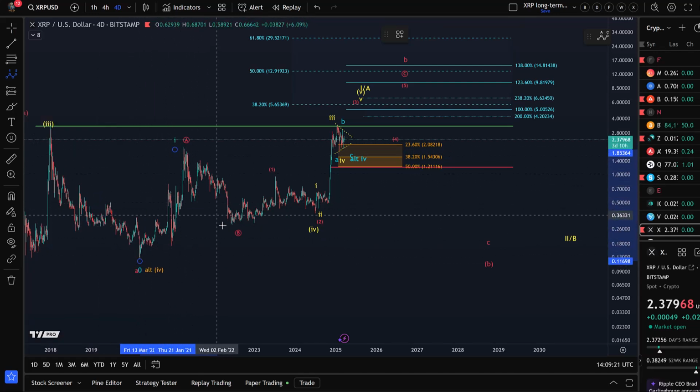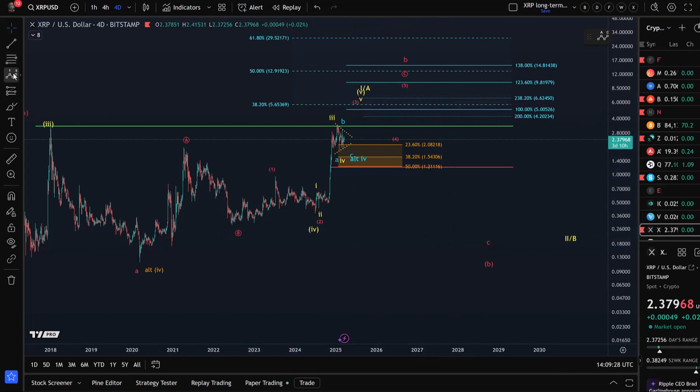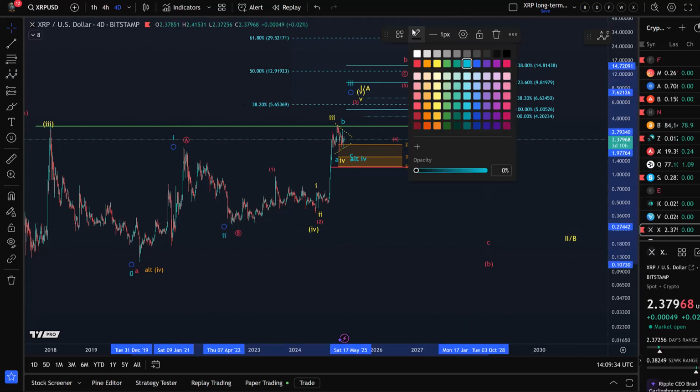Don't worry, I will change the color in a minute. This is wave 2. This would be wave 3. Then there could be another wave 4. Now, see, I messed it up. 1, 2, 3, 4, 5. This could even take it higher.